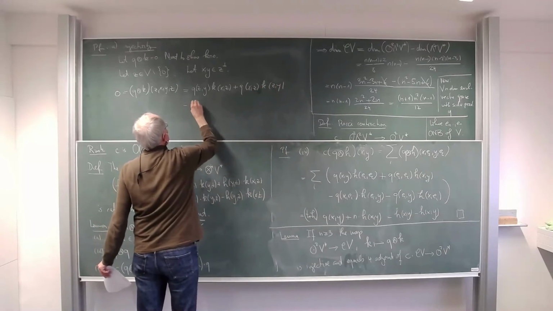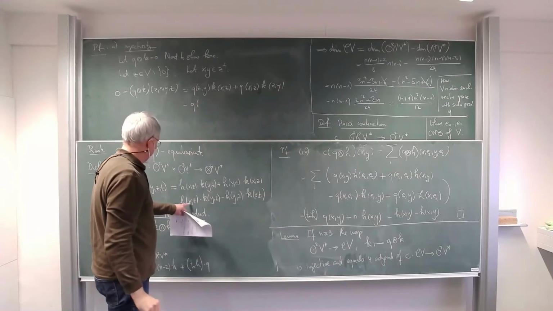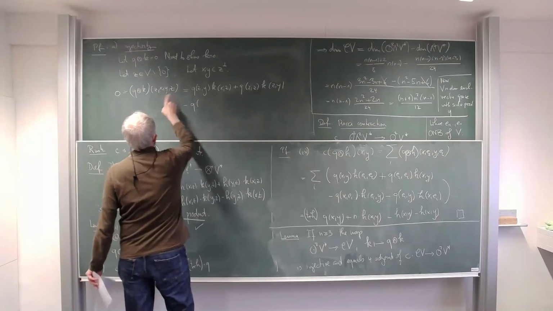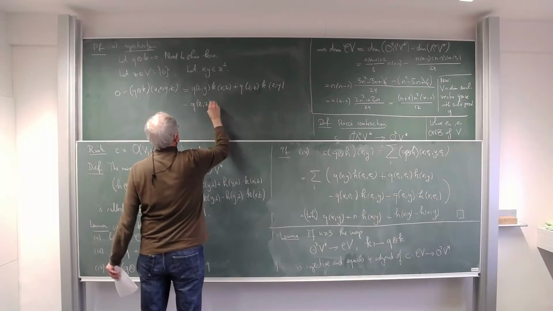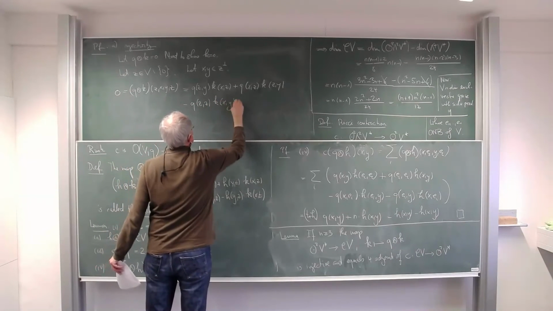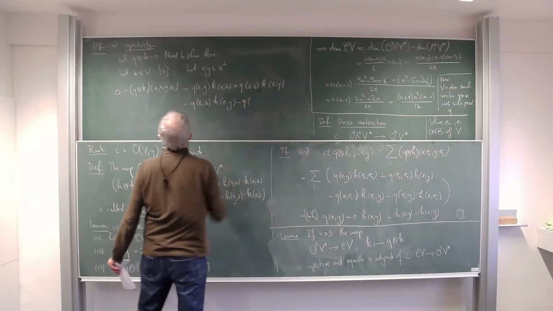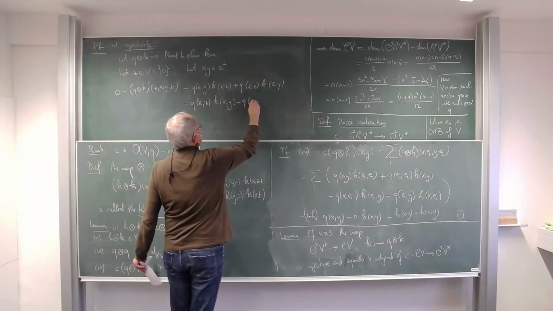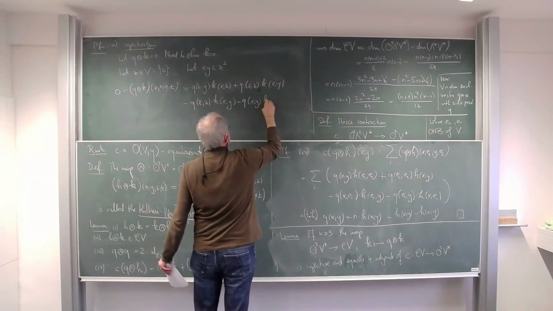Minus q of, and now I have to take first and fourth, which is both times z, times k of the other two, minus q times, and now I have to interchange, right? Times q times k times z.